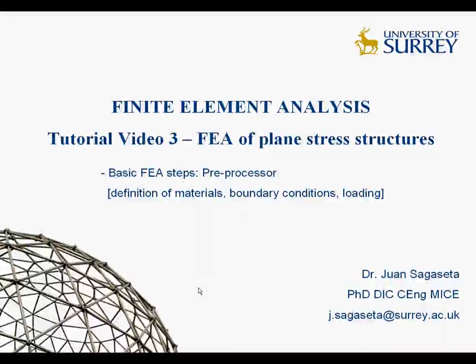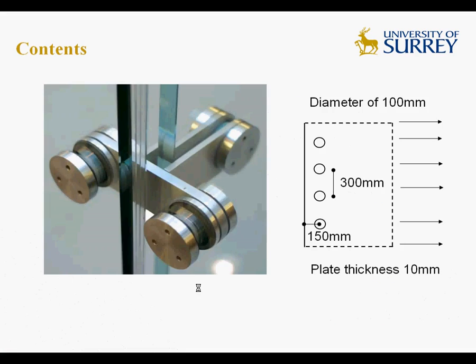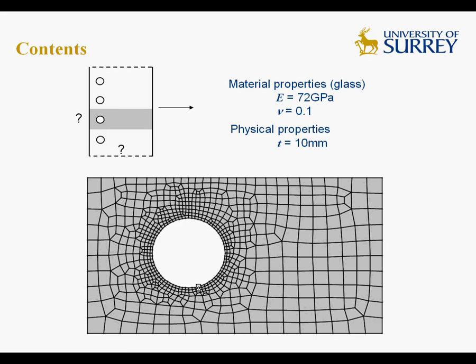This is tutorial video 3, part 2, with regards to finite element analysis of plane stress structures. We are still looking at the preprocessor stage. We'll be defining the materials, boundary conditions and loading of a glass plate connection. The geometry was given in the previous video and we discussed the geometry and some of the boundary conditions.